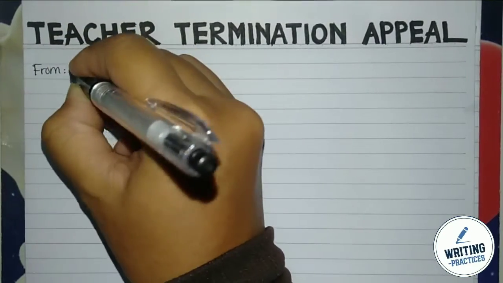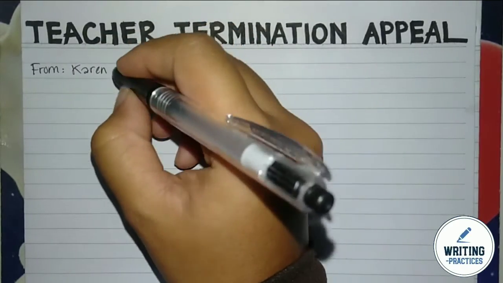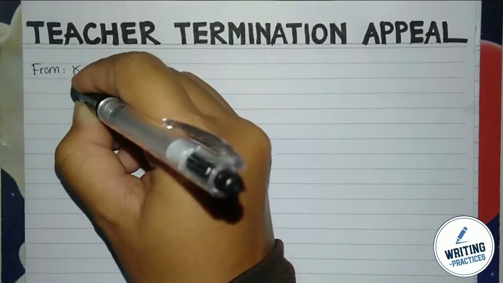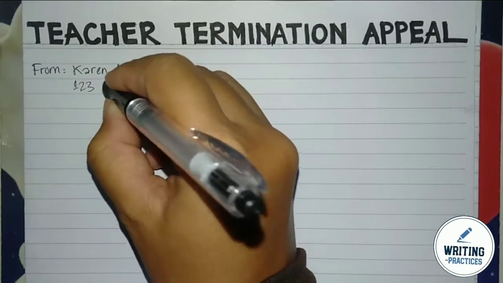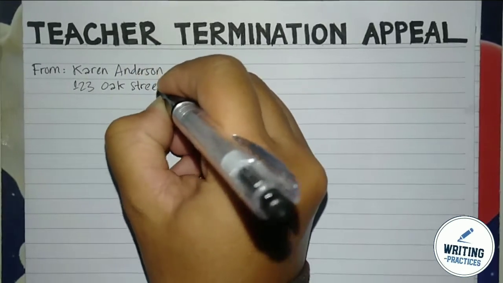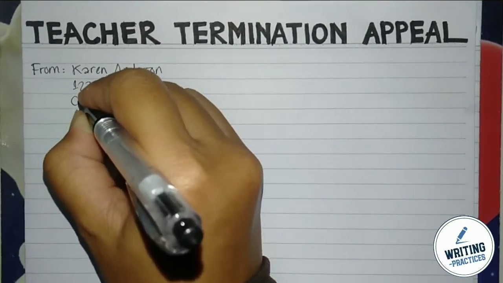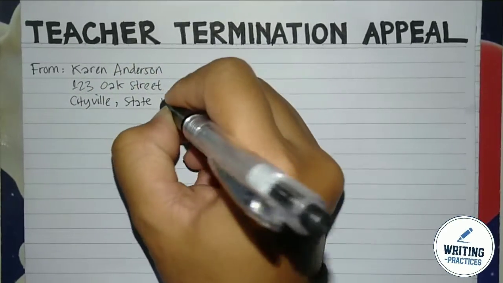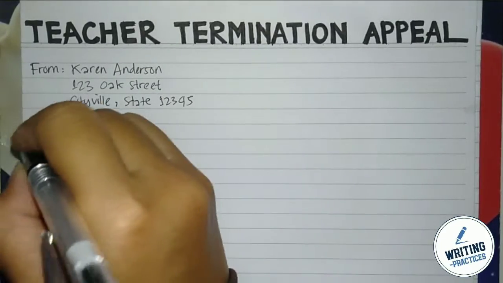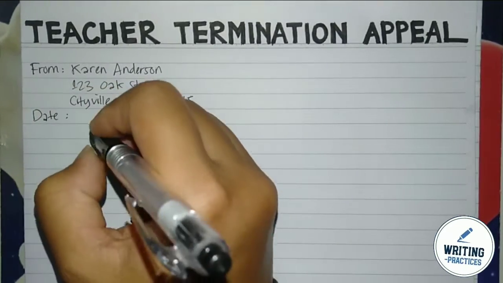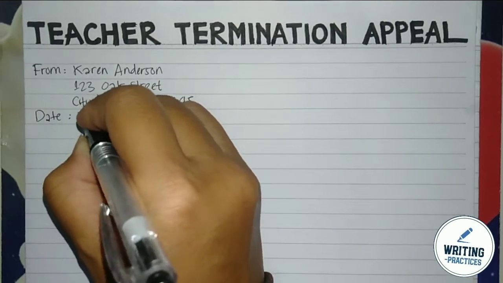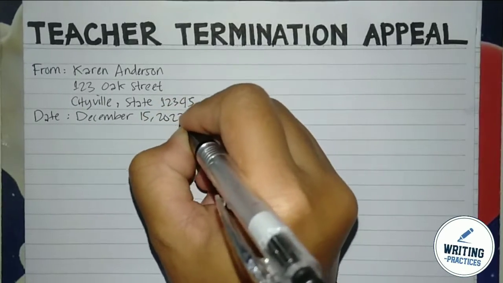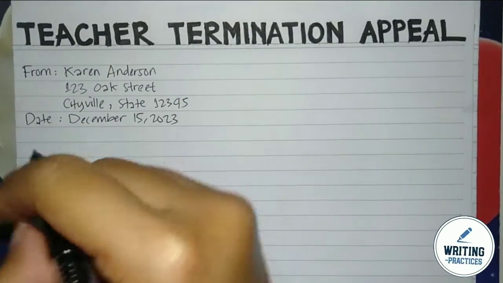Today, we are going to learn how to write a Teacher Termination Appeal Letter. What is a Teacher Termination Appeal Letter? A Teacher Termination Appeal Letter is a written communication by an educator who has been terminated from their teaching position, in which they formally appeal the termination decision to their employer, often a school district or educational institution. The letter typically outlines the teacher's reasons for appealing the termination, and may provide evidence or arguments to support their case for reinstatement. The goal of the letter is to request a reconsideration of the termination decision, or a fair hearing to review the circumstances surrounding the termination.